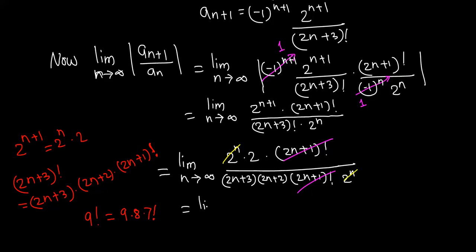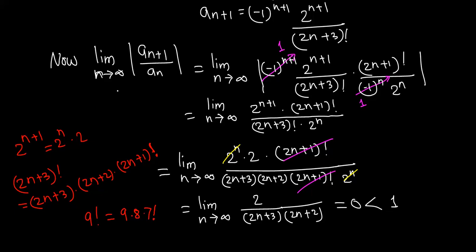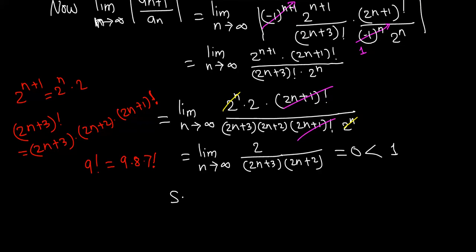Then we have the limit as n goes to infinity of only 2 on the top. On the bottom we have, we don't have to multiply, (2n+3) times (2n+2). When n goes to infinity, the bottom goes to infinity, but the top 2 is fixed. So 2 over infinity is 0. So the limit is 0, which is less than 1. Since the ratio a_(n+1) over a_n is less than 1, the series converges absolutely.